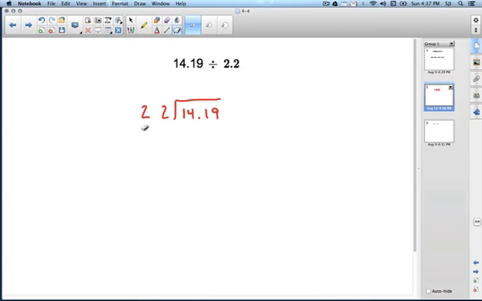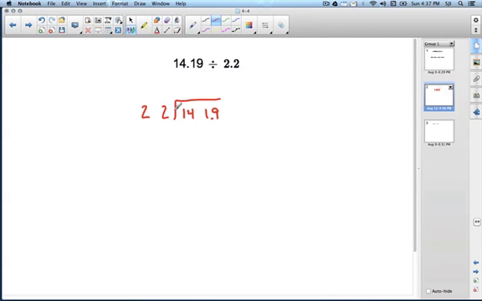But if I move the decimal here, it means I also have to move the decimal over the same number of places over here. So since I moved the decimal point once here, I also have to move it once, and that means the new decimal point is going to go right there. So now we're going to do the division.